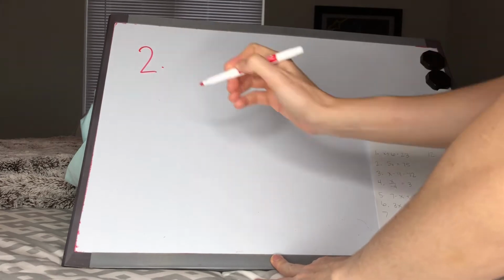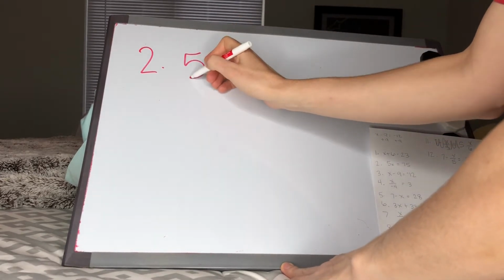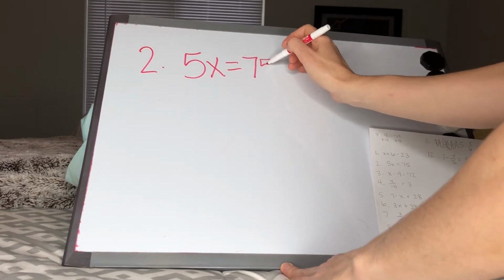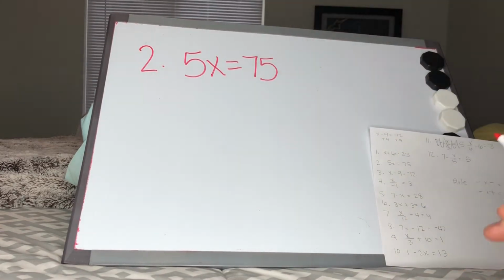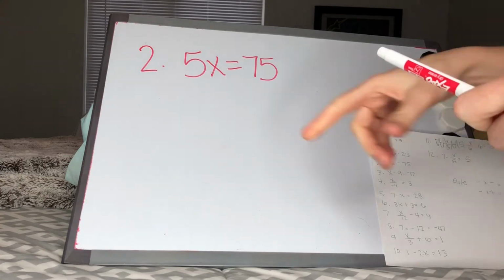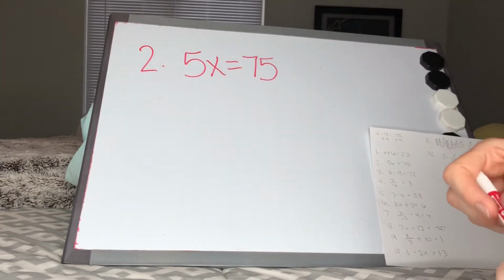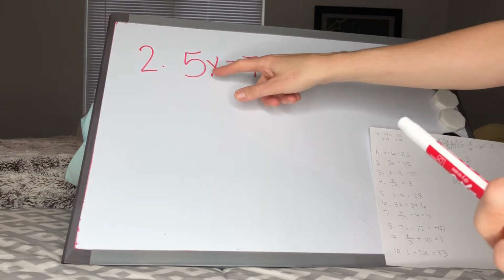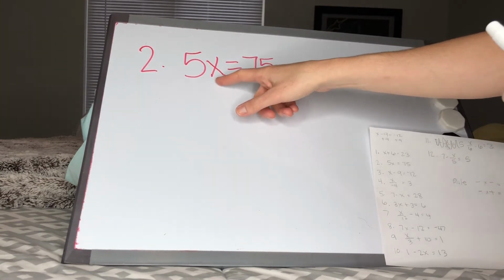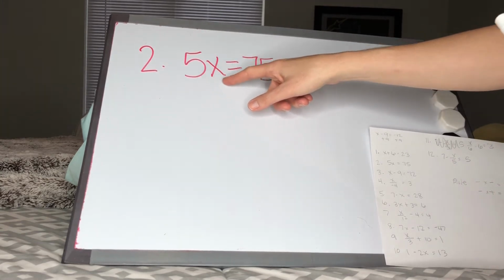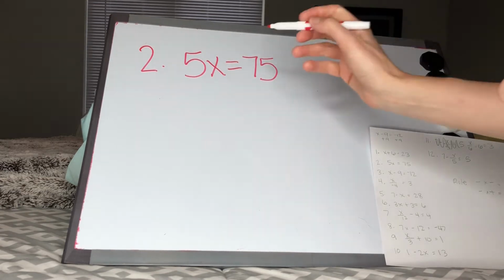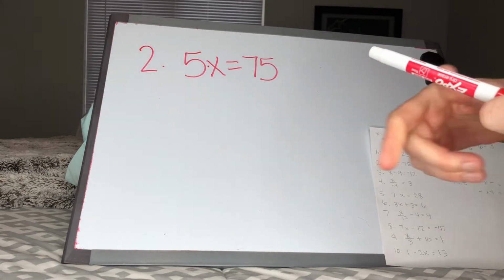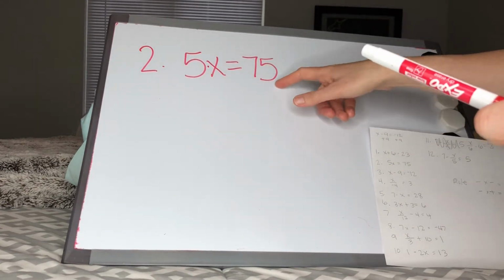So number 2, 5x equals 75. Hopefully these are showing up okay. Okay. Again, we need to solve for x. We need to get x by itself. So when a number is right next to the x, that means it's timesing it. You could pretend there's a little times sign inside of it. So we need to get it over on this side.